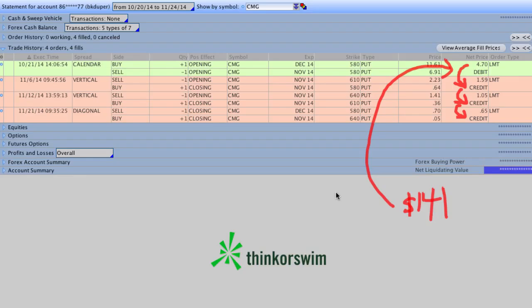So a huge reduction in how we were doing things because we stayed systematic and mechanical about how we were making adjustments to this put calendar spread. So hopefully that was a really, really good example for you guys.